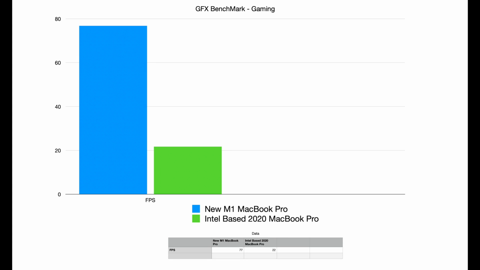All right, let's take a look at the GFX benchmark. This is more of a gaming benchmark. It gives you kind of a universal frames per second. It runs some tests on it.